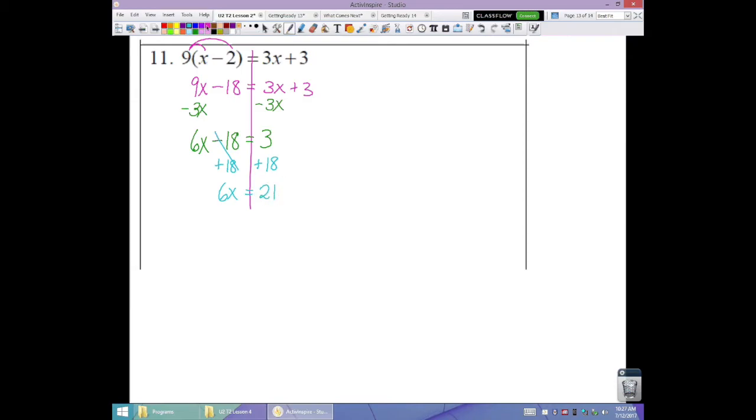Divide both sides by 6. x is equal to, now again, 6 doesn't go in neatly to 21, but it goes in 3 times with the remainder of 3, so 3 over 6 is a half, so that is 3.5, or had you just reduced the fraction, 7 over 2.